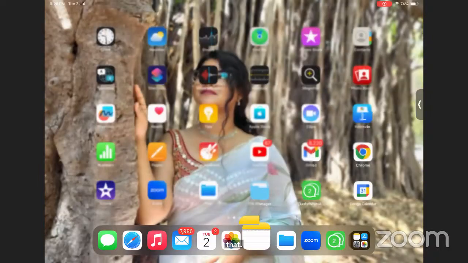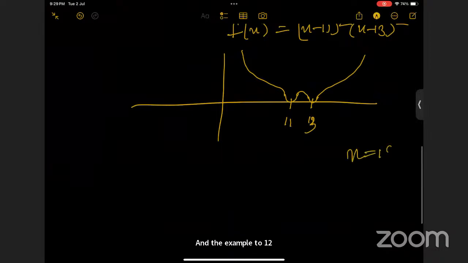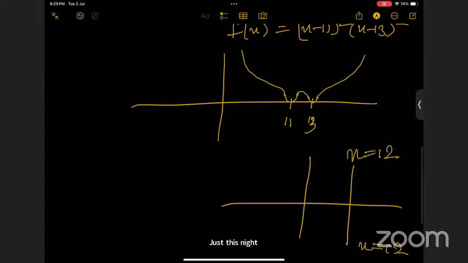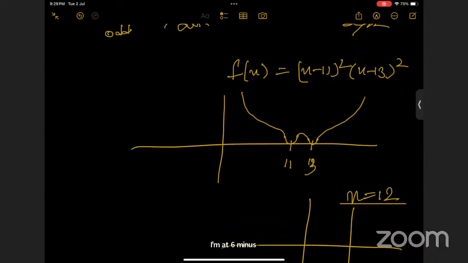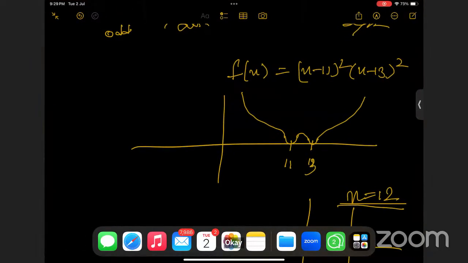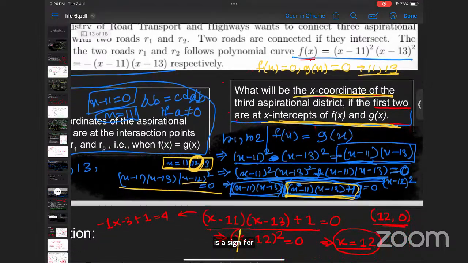X equals 12 means just this line, because we found the x coordinate from x minus 12 square. So if you have x equals 12, this is the x coordinate. If you want to find the y coordinate, you can put x equals 12 in either graph, and we will get the y coordinate. I think this is fine for you now. Yes, ma'am, this is clear.